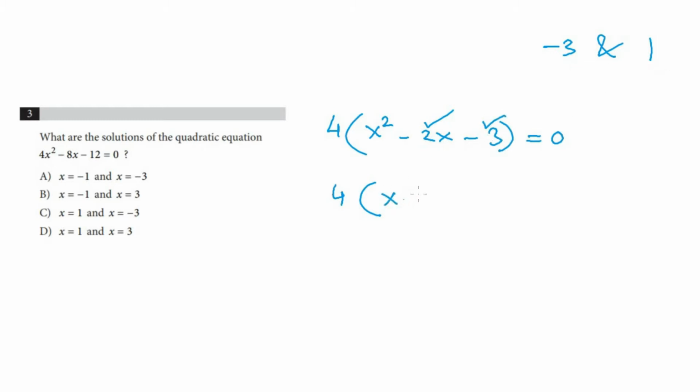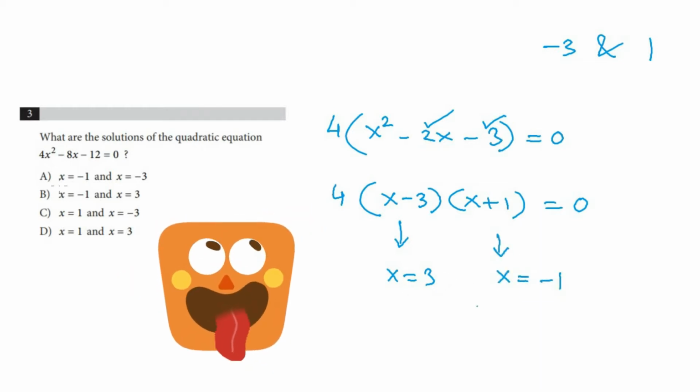So, the factors will be x minus 3 times x plus 1 equals 0. From this part we get x equals 3 and from this part we get x equals minus 1. So, 3 and minus 1, that is option B.